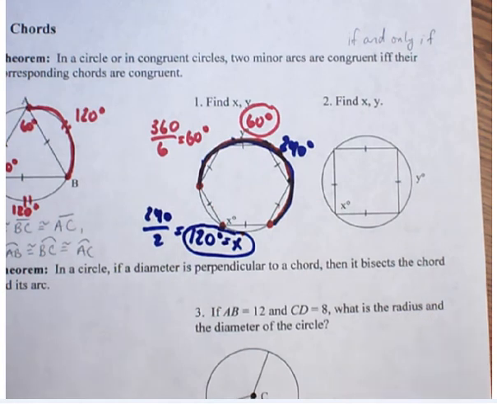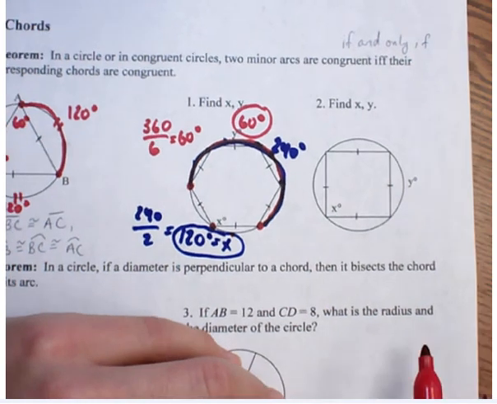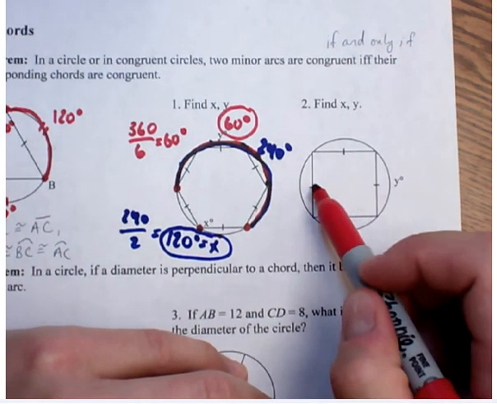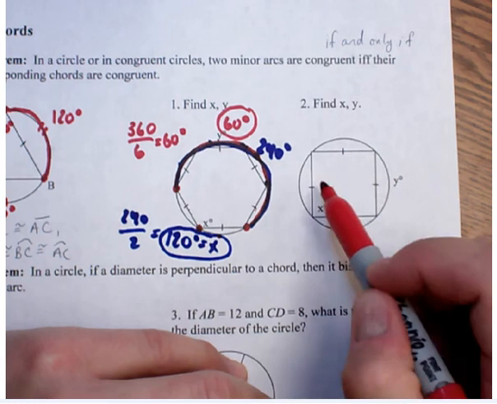Okay, let's look at number 2. Now number 2, think about what kind of quadrilateral this would be. All 4 sides are congruent.